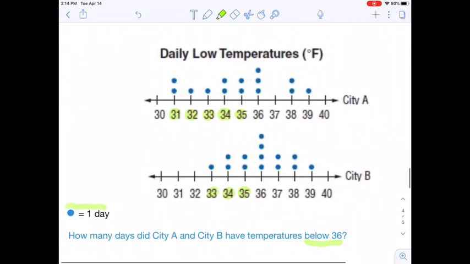And I'm going to remember, here's my key, one dot represents 1 day. So I can just count by ones. 1, 2, 3, 4, 5, 6, 7, 8 in city A, 8 days. And 1, 2, 3, 4, 5 days in city B. Now, what do I do with those two numbers? How many days did city A and city B have temperatures below 36? Together, we add those up. 8 days in city A, 5 days in city B, 13 days in city A and city B.